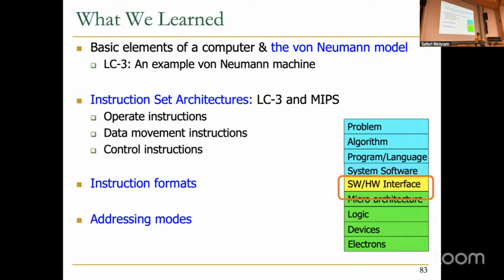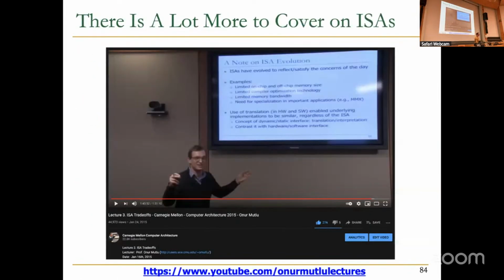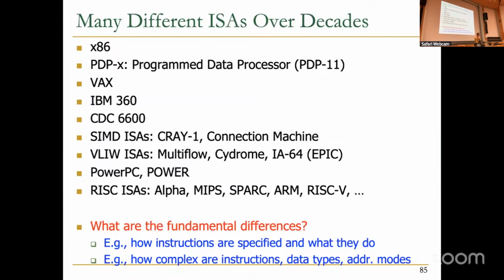Okay, so we were able to cover actually all of what I really wanted to cover. We covered a lot of things today and yesterday. There is a lot more to cover on ISAs that we're not going to cover. If you're really interested, there are a lot of trade-offs over here that we're not going to go into. There have been many different ISAs over decades. So later, for example, we're going to look at some GPU type of ISAs. We're going to talk about VLIW. It's too early to talk about these, but these are some names that I'm throwing at you.